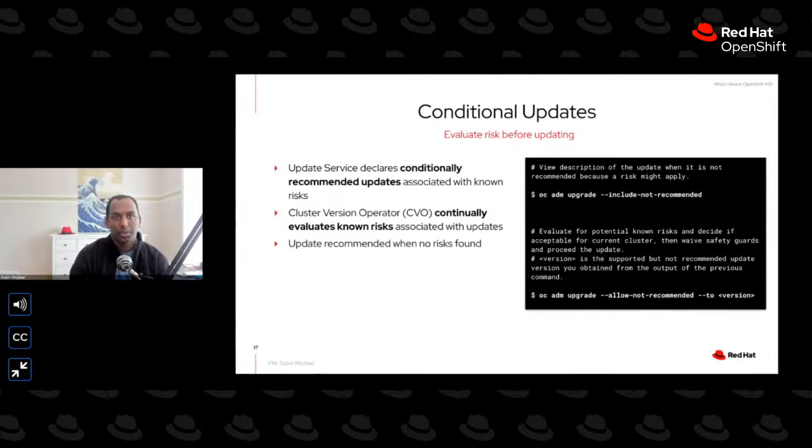Now, if you're using the oc command line tool from version 4.10, you're going to see 2 new flags when you upgrade. The first option is include not recommended. If you use that option, you're going to see all those versions in the channel which are supported but not recommended for the cluster. And the cluster admin can now look at this data and information provided by the new option and evaluate if the risk associated with these conditional updates is okay or not okay for the current cluster.